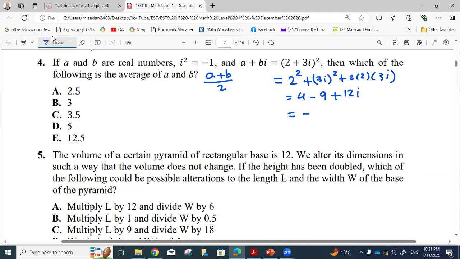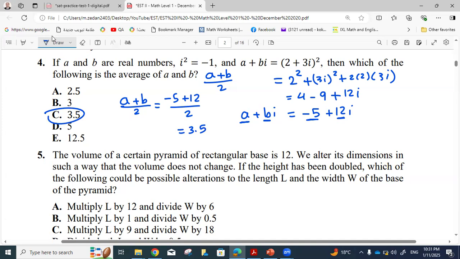Now, when you write this in simplest form, -5 plus 12i, you just compare it with a plus bi. So the value of a is -5 and the value of b is 12. So the average value of a and b is -5 plus 12 over 2, which is 3.5. That's it.